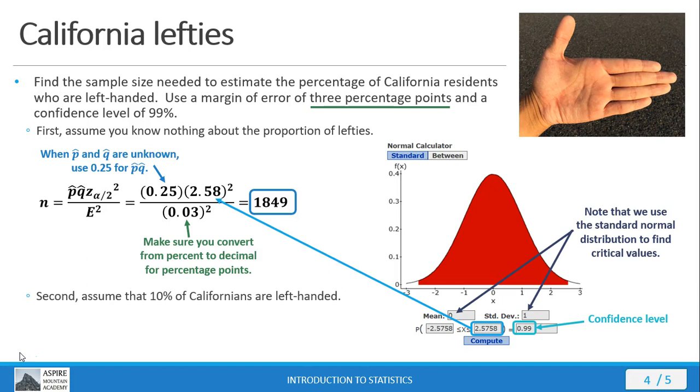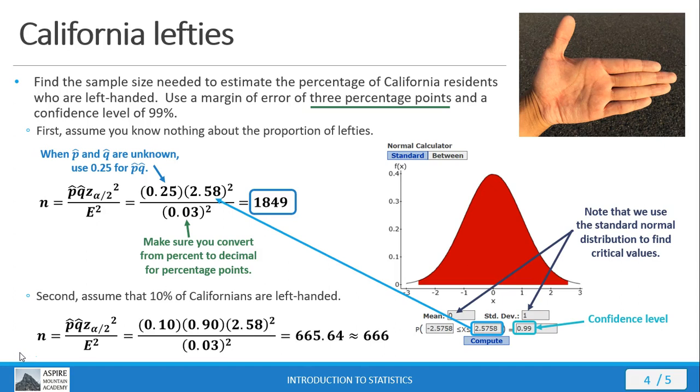Now, let's assume that 10% of Californians are left-handed. Well, if 10% are left-handed, that means p hat is going to be 10%, which means q hat is going to be 90%. We plug those new values into our sample size equation, and out comes 666. I don't know if you should read anything into that. I'm not going to read anything into it, but if you want to read something into it, go for it. I mean, it's California, people with left hands, 666, maybe there's a connection, I don't know, but this is our minimum sample size.